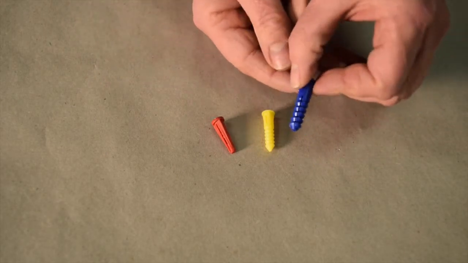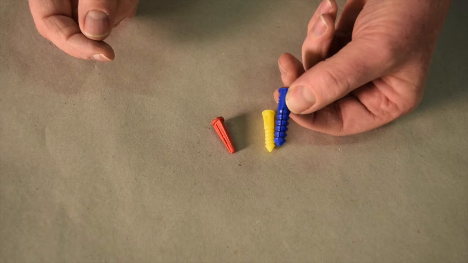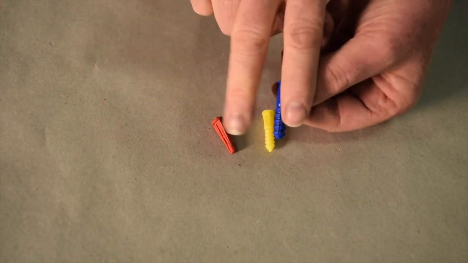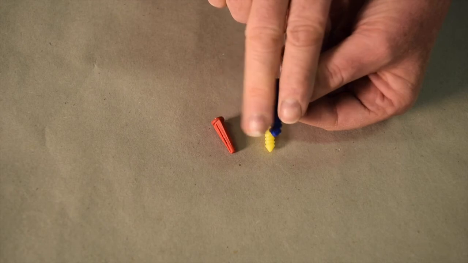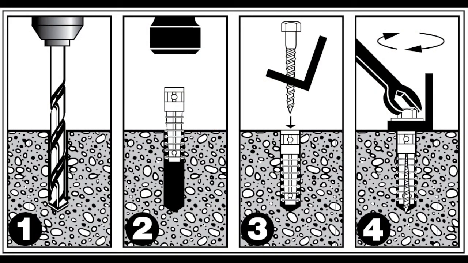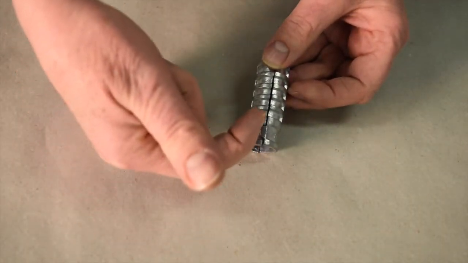These are plastic wall anchors. They come in different sizes and they're appropriate to use for plaster lath, concrete, or masonry. The screw drives in and splits the plastic plug, as you can see in this diagram, creating a wedge and holding the fastener in place.